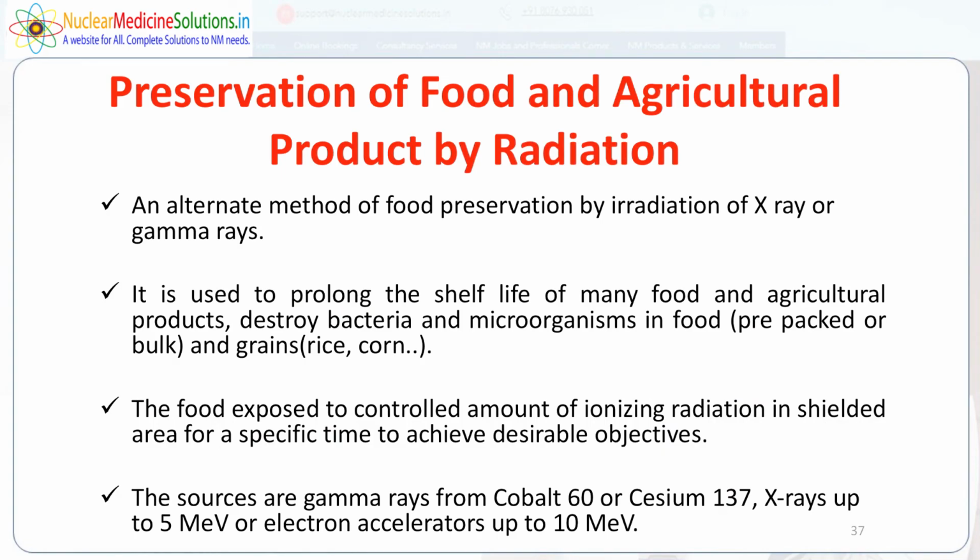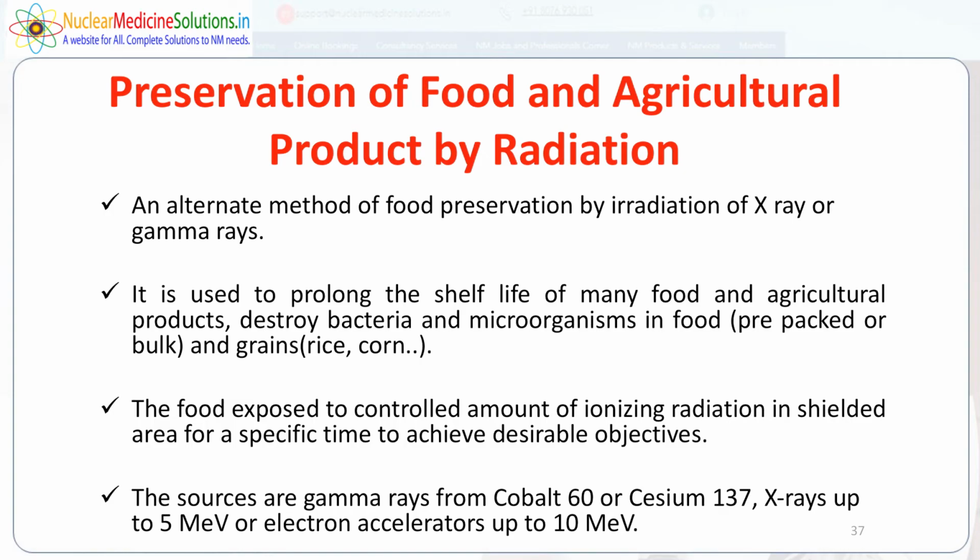Preservation of food and agriculture products by radiation. You might have come across different kinds of potatoes, onions and spices where we increase the shelf life by using radiation. This is one of the alternate methods of food preservation by irradiation with X-rays and gamma rays. It is used to prolong the shelf life of many food and agriculture products. It destroys bacteria and microorganisms in food, pre-packed or bulk, and grains. The food is exposed to a controlled amount of ionizing radiation in a shielded area for a specific time to achieve the desired objectives.